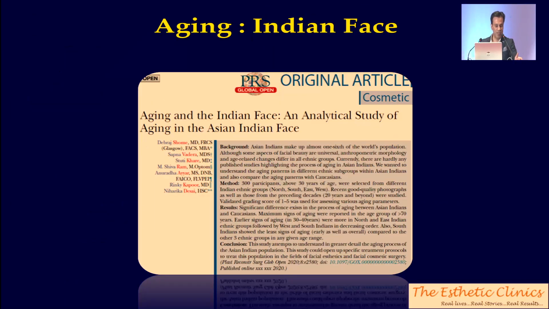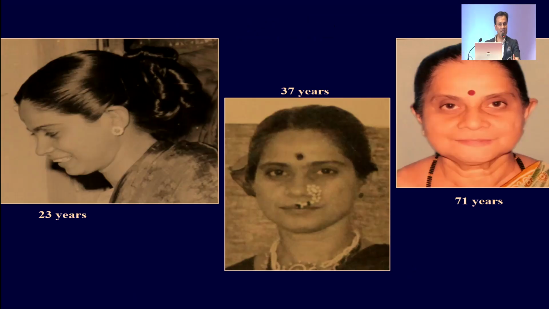Now, this was the first paper on aging of the Indian face. It came from India, but there was no data available from all of South Asia, and we are genotypically similar in Bangladesh, in Pakistan, in Nepal, and multiple other countries. This particular paper which came out actually used a number of serial and sequential photographs to look at how Indian faces age. Now, obviously, aging is also a pattern, just like other diseases are.